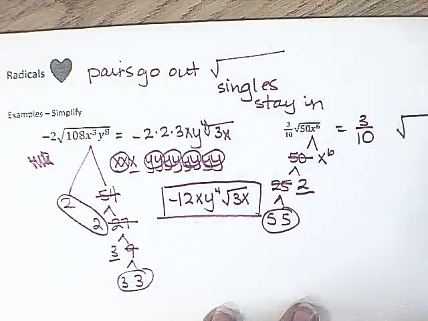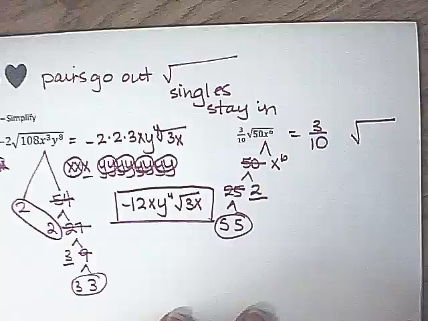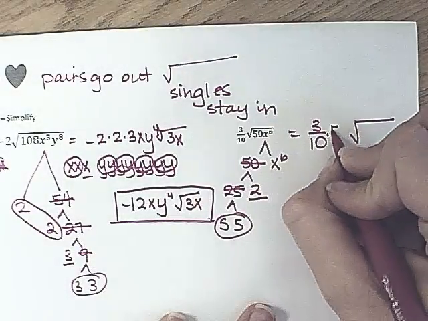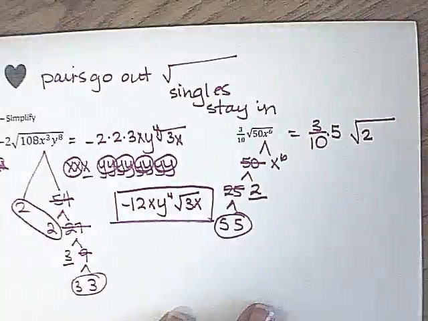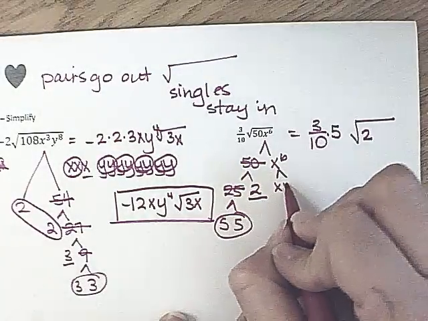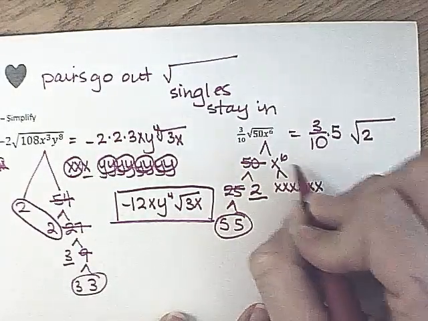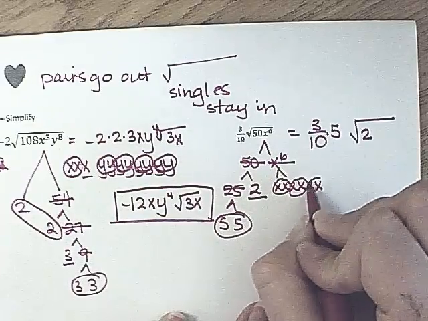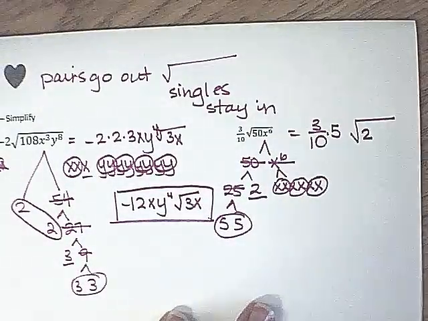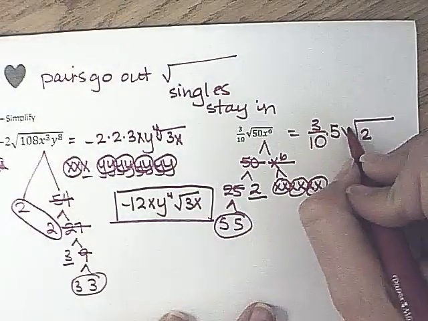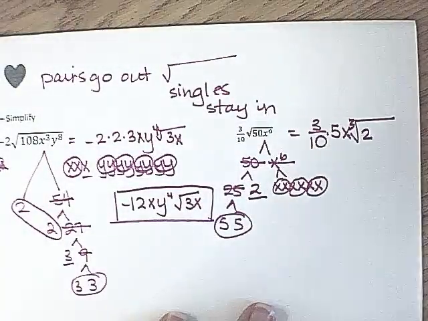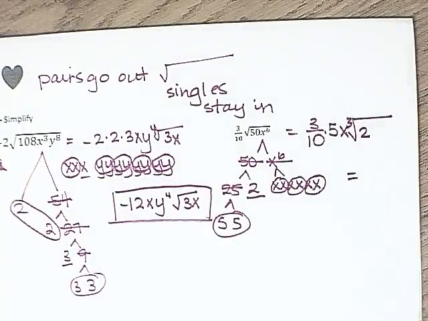Go ahead and draw my radical symbol, or square root as some of you like to call it. The 5 is going to go on the outside because it's a pair. The 2 is going to stay on the inside because it's a single. And now I can break down that x to the 6th power by writing 6 x's. Can circle my pairs. As you can see, there are no leftovers or singles to stay in, but there are 1, 2, 3 groups of x. So I have x to the 3rd power. And then I just need to simplify.